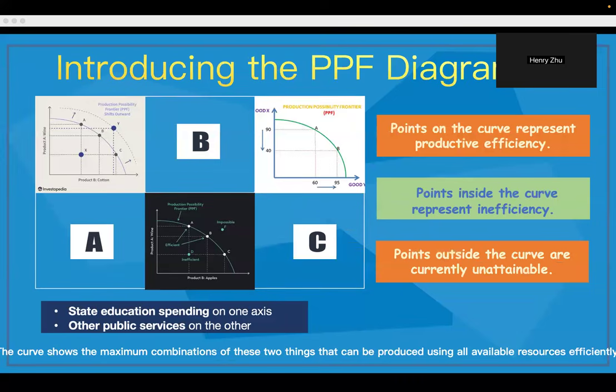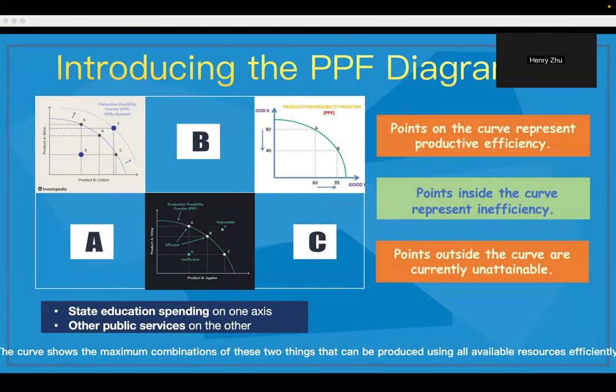Now we introduce the PPF itself. Imagine a graph. On one axis, we have state education spending. On the other axis, we have other public services. The PPF curve shows the maximum possible combinations of these two outputs that can be produced using all available resources efficiently. Every point on the curve represents a situation where resources are fully and efficiently used. This is known as productive efficiency.